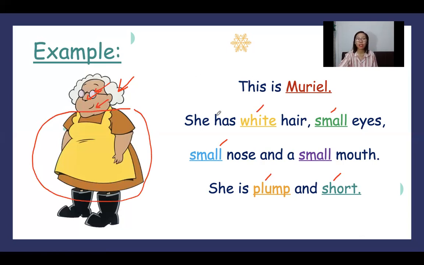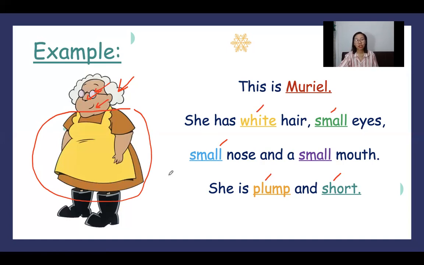Okay, again, let's read. This is Muriel. She has white hair, small eyes, small nose, and a small mouth. She is plump and short.